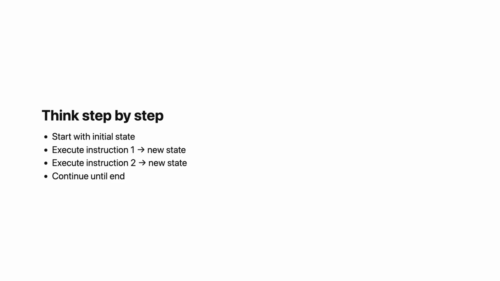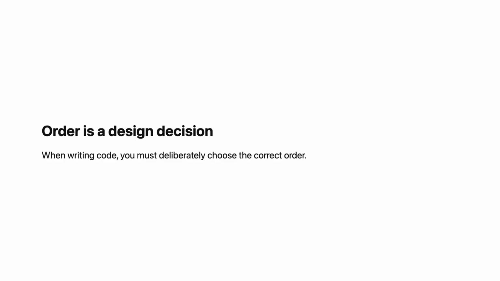You cannot understand the program by looking at instructions in isolation. Each instruction only makes sense in the context of the state it receives from previous instructions. You cannot understand the program by looking at the end first. The final state only makes sense as the result of all previous transitions. Sequential reasoning means following the order. It is the only way to truly understand the program.